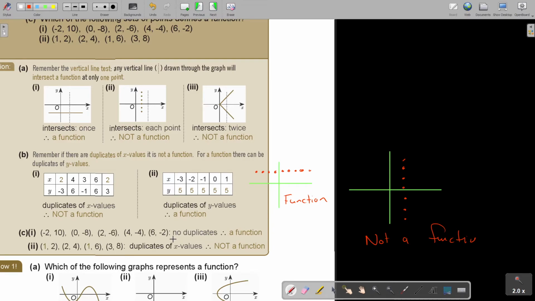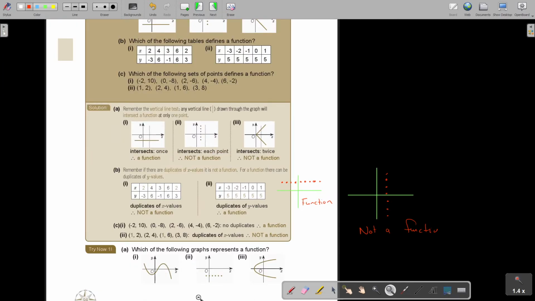Okay, so no duplicates. If I look at this one, there must just not be duplicates of the x values, so it's a function. But as soon as I see the duplicates of the x values, it's not a function. This is just to test, very, very basic. I'm going to make it smaller. I think you can do this, it is so easy.